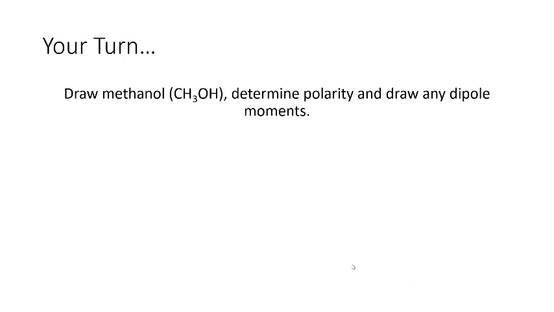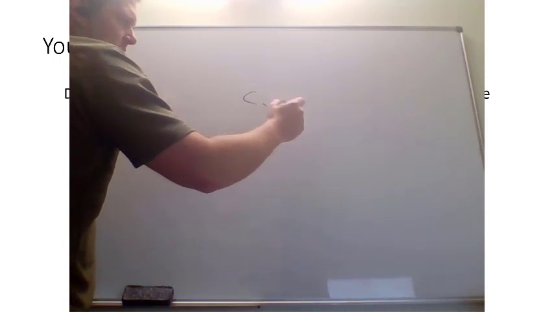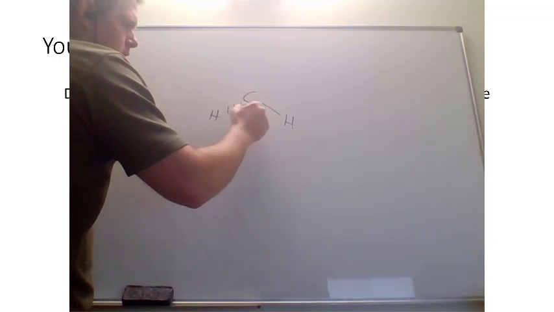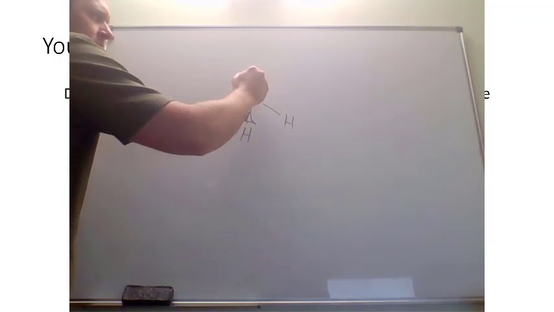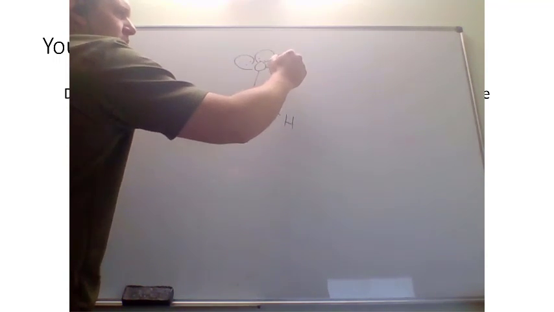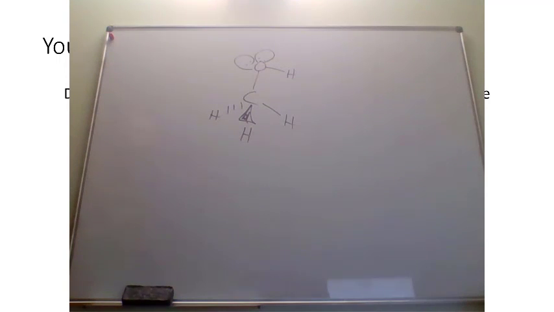All right, so your turn. I'd like you to pause the video and draw the dipole moment for methanol. Just in case you're struggling with drawing the proper 3D structure for methanol, that's going to be a carbon in the center, and then we'll have our tetrahedral shape around this carbon with 3 H's. Then going up, we'll have an oxygen with 2 lone pairs and then a bent structure to our hydrogen. All right, so pause the video and determine the polarity and draw any dipole moment for methanol.